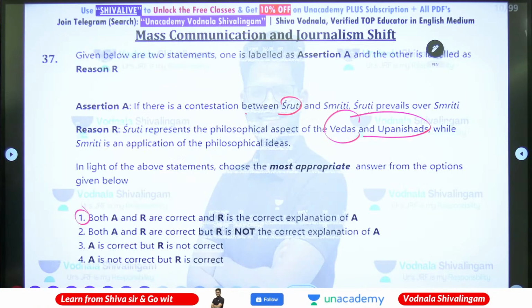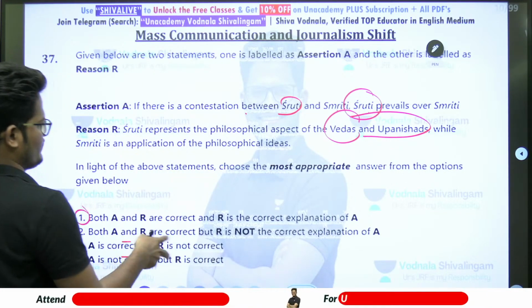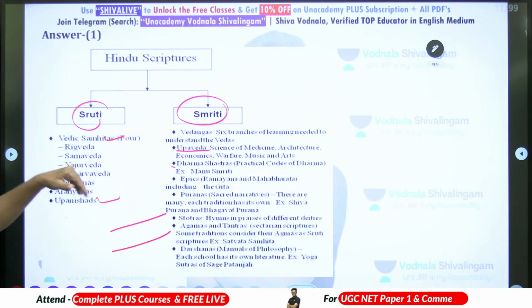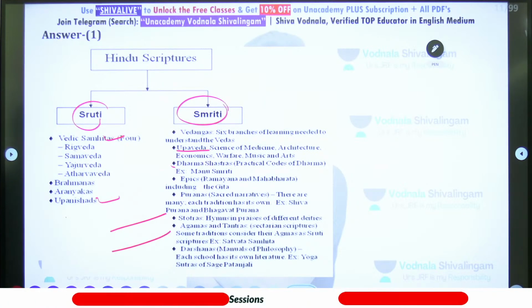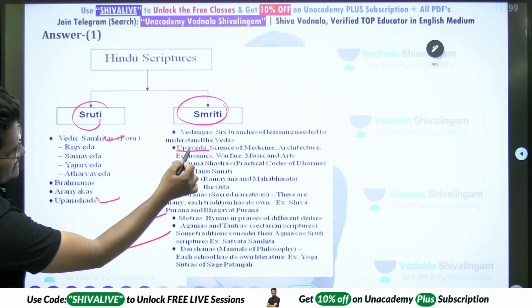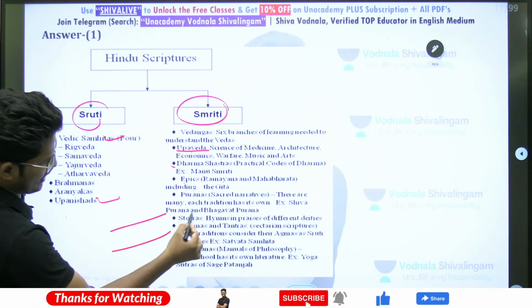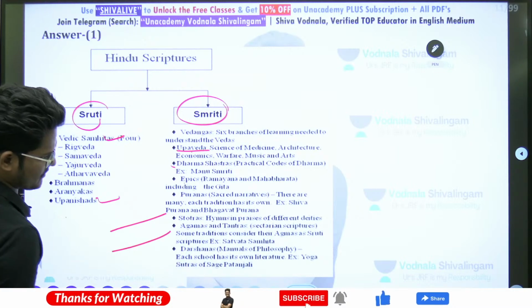So always when we compare both, Shruti will prevail over the Smriti. That is, the Vedas will be winning over the Vedangas, which are the six branches: Upavedas, epics, Darshanas, Dharmashastras, Puranas, Stotras.